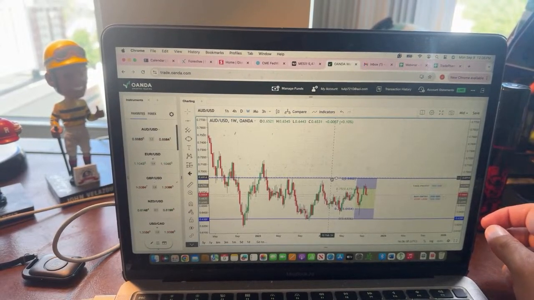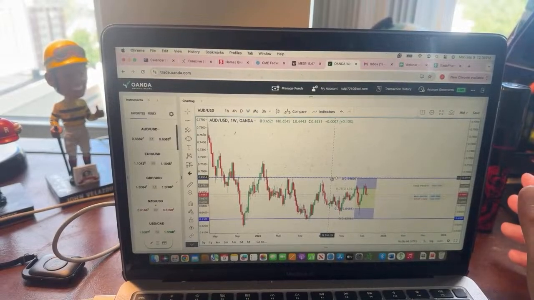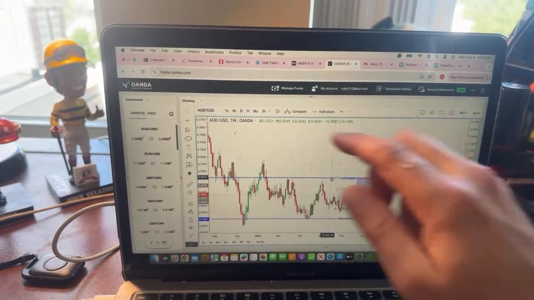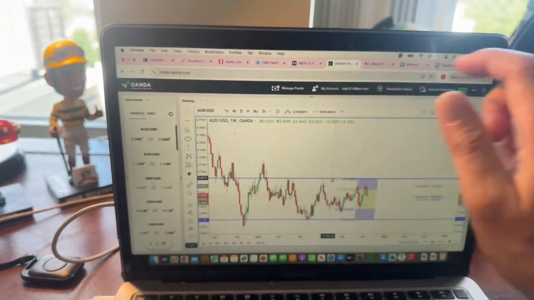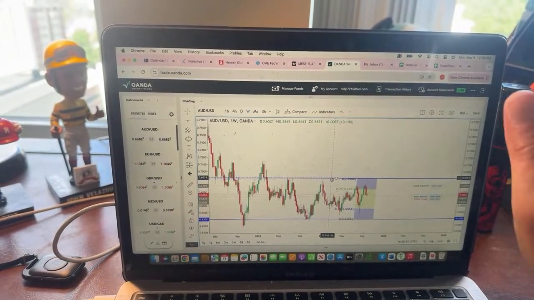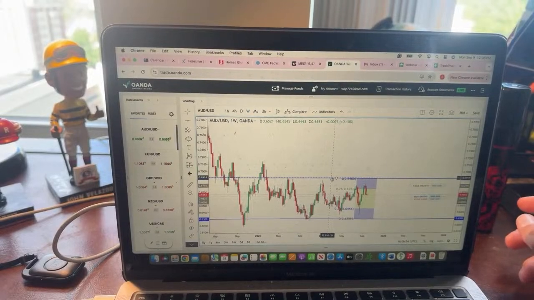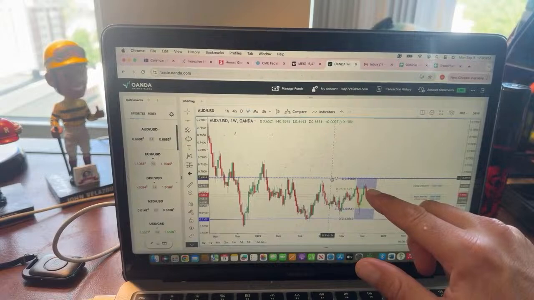We want to buy low, sell high, no doubt about it, whether you're in a stock, a commodity, a currency pair, whatever it is. In currencies you're doing two things, because if you look up here where it says AUD USD, that's Australian and that's USD. So right now I'm bearish on the dollar, which means I'm going to go long on this pair. If you look at my chart here, I'm on a weekly.